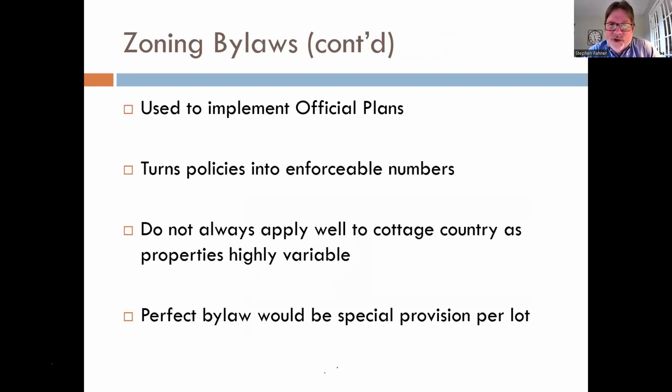Bylaws emanate from the official plans, and they are used to implement the official plans, and they turn the policies into enforceable numbers. Zoning bylaws don't always apply that well to cottage country, particularly given the properties that are involved. There's a great variety of properties. And the best bylaw that I can think of would be a bylaw that would have separate provisions for each property. However, in the case of Muskoka Lakes alone, you'd have a bylaw that was literally 15,000 pages long, or could be even more than that, if one provision applied to each property.